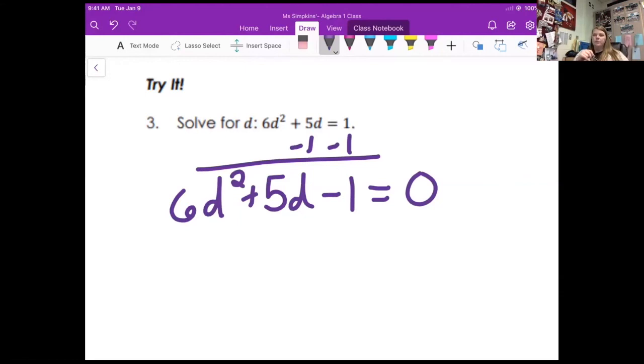So I took the 1, I subtracted it over to the other side so that I had it equal to 0. Okay, so this will be the last one I want you to do. So go ahead and try and get your 2 answers for this one. And then once I come check yours, I'll let you work on your homework for the rest of class. So go ahead and work on those, get your 2 factors.